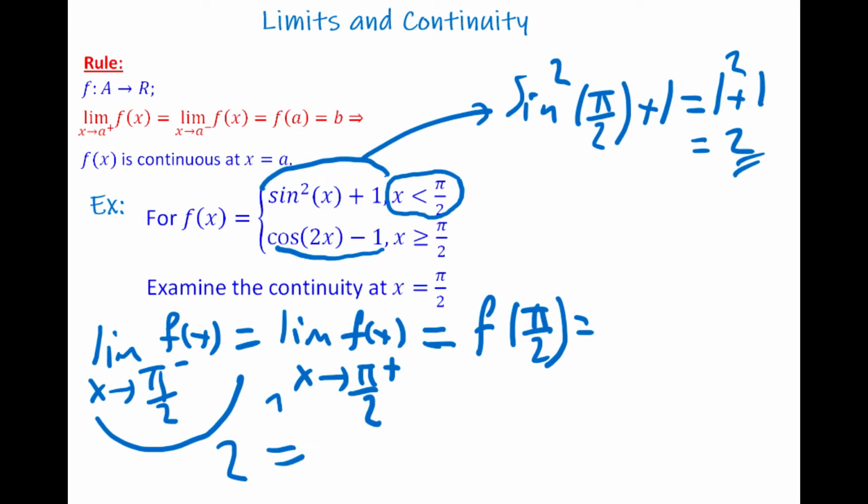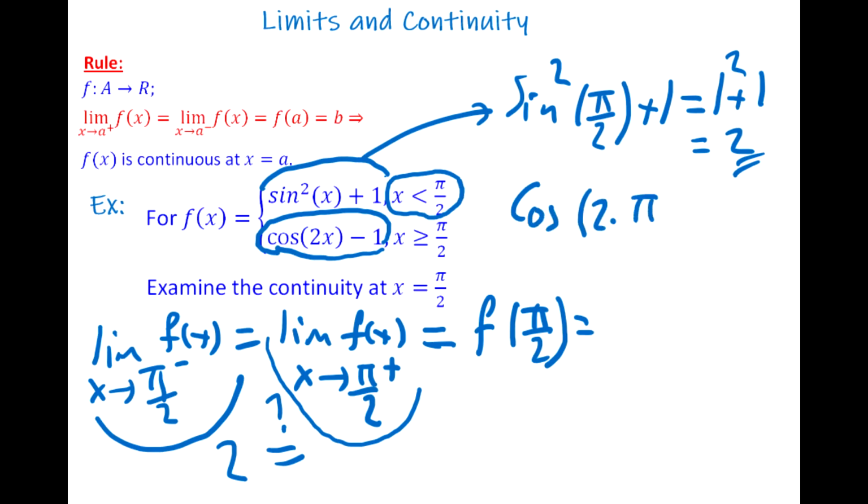Is it equal to? Let's check it. And this part, when you approach pi divided by 2 from the right, then we're going to apply this function, which is cosine 2x minus 1. So if you put pi divided by 2 instead of x, then we're going to have cosine 2 times pi divided by 2, this is pi divided by 2, minus 1, guys.